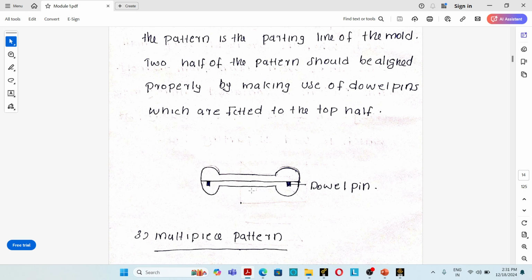So the pattern is made in two pieces. This is one piece and this is the second piece. One piece is for the core portion and the other piece is for the drag portion. There will be a flat surface that will act as the parting line or parting surface. These two pieces are aligned by using dowel pins fitted in the core portion of the pattern. That is known as a split pattern or two-piece pattern.